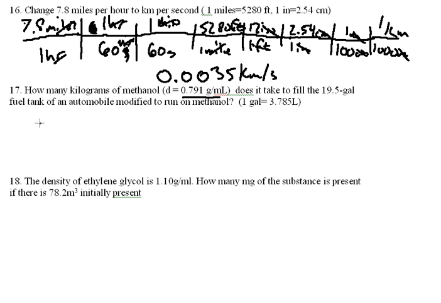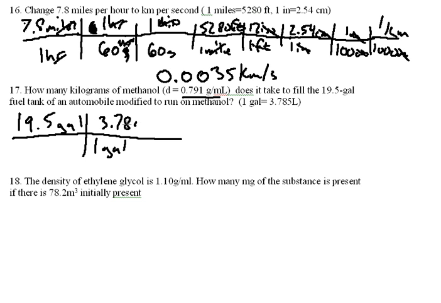And this is a little handy piece of information down here. So we're going to take 19.5 gallons, and we want to convert gallons in this case to liters. So 1 gallon is 3.785 liters. This is going to be my answer in liters, but I don't want it in liters. I want it in kilograms.